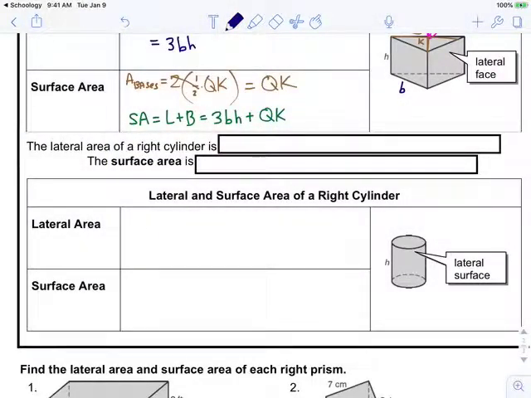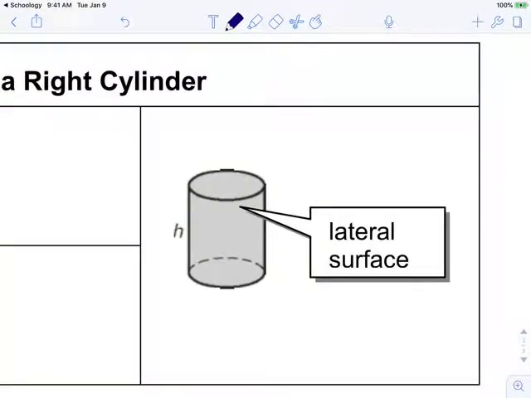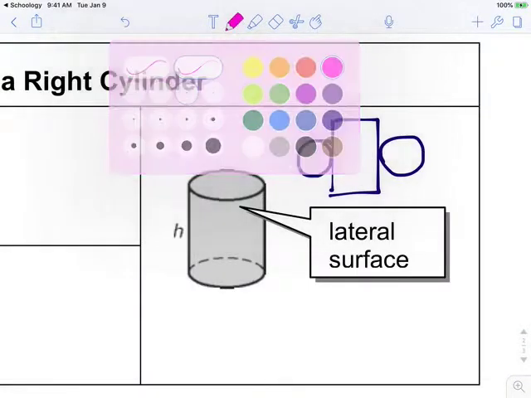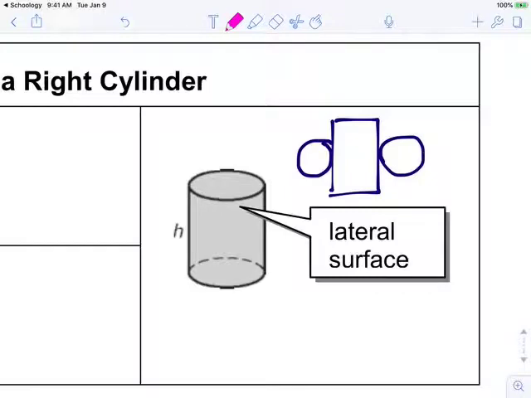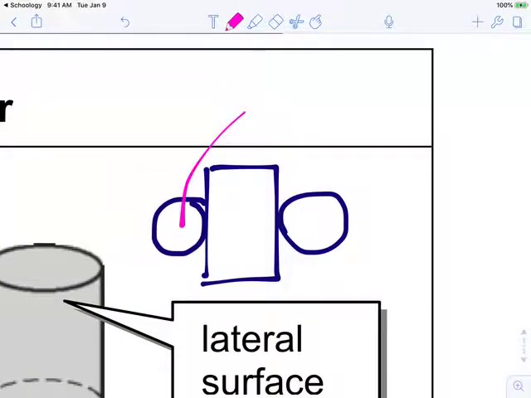Lateral surface area. If I was to cut that cylinder open and form a net, what shape would be the lateral face? Square? Let's see, let's cut it open. Rectangle. And then for the bases, I have 2 circles. I should probably know the area formulas for the 2 circles. What is the area formula for a circle?